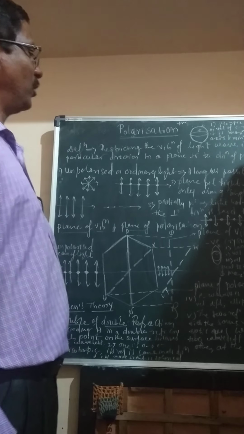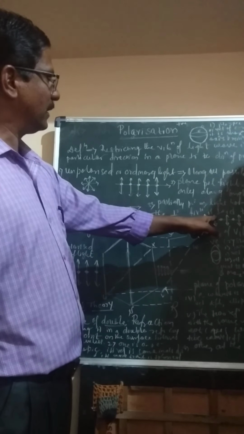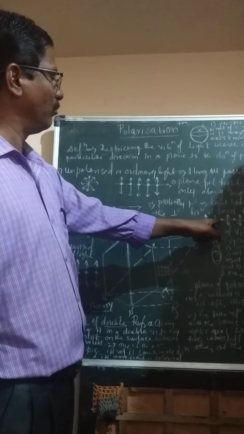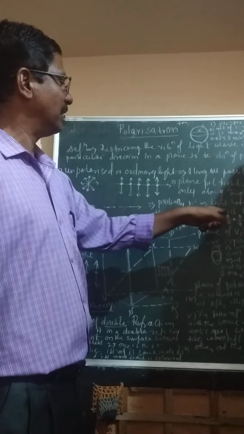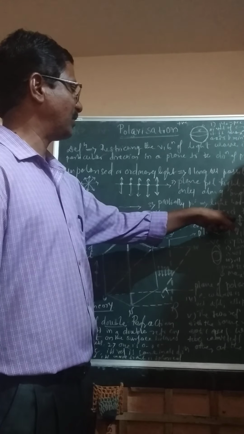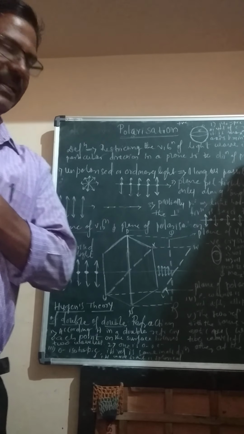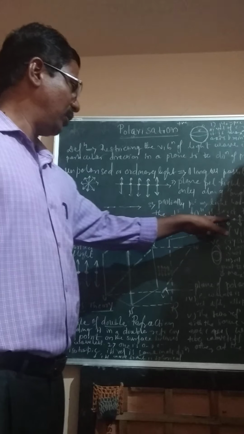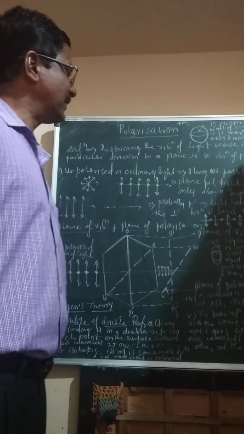See here, the light waves have more vibrations along one particular direction than in the perpendicular direction. Then this is said to be partially polarized light. This is the geometrical representation of partially polarized light.